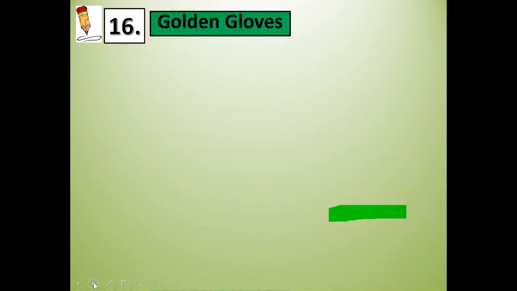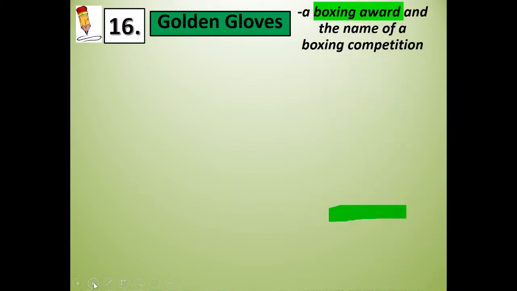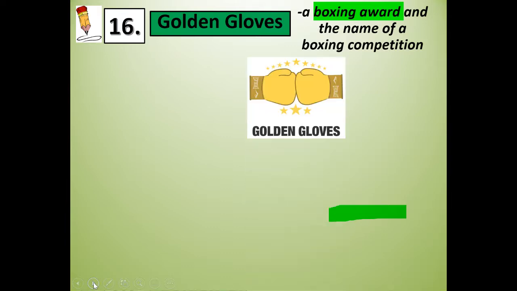Okay, number 16, Golden Gloves. Golden Gloves. The proper noun has capital G, a boxing award, and the name of a boxing competition. A boxing award and the name of a boxing competition.